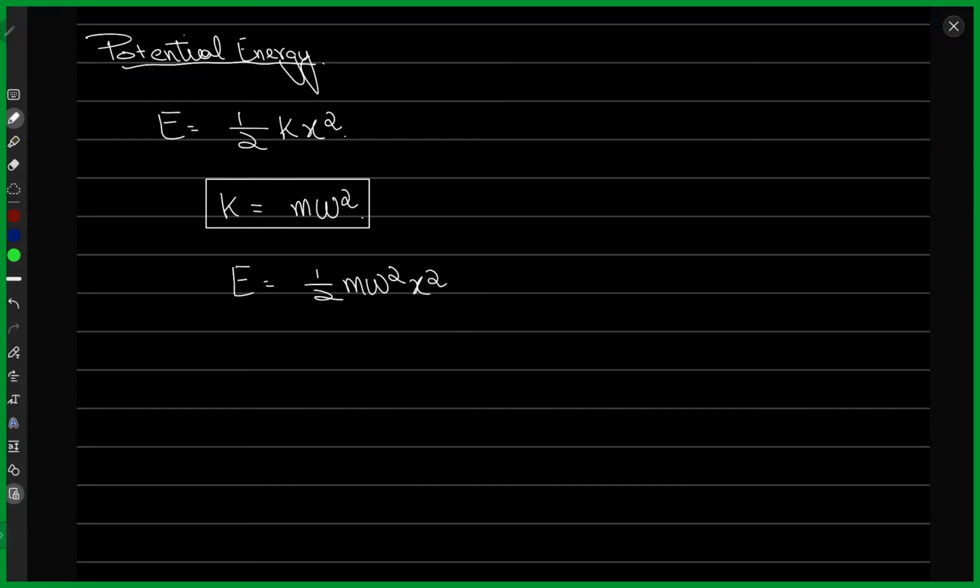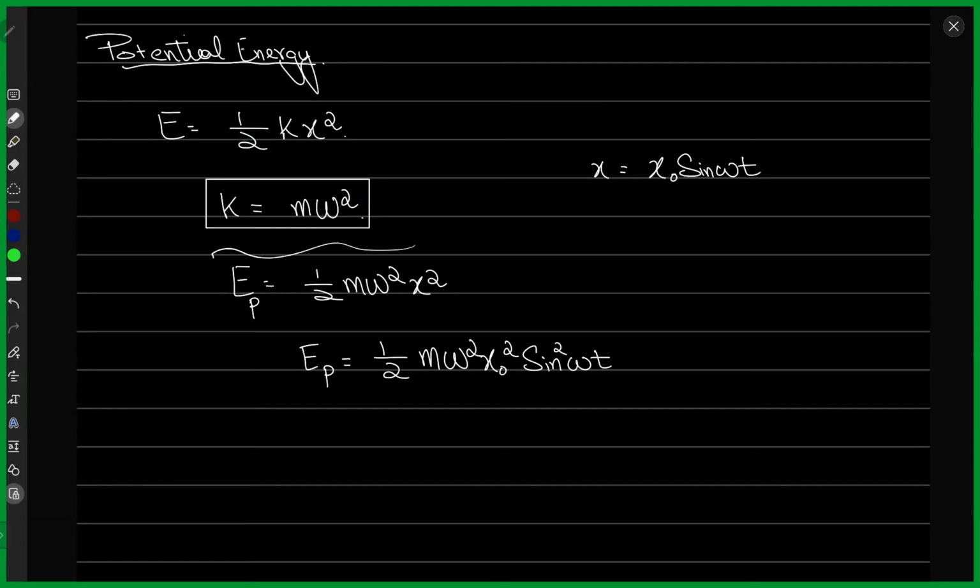But remember, what was x? In our solution, x was defined as x naught sine omega t. Then you can go further to write this potential energy as half m omega squared x naught squared sine squared omega t, right? So these are two expressions that you can use for potential energy, right?